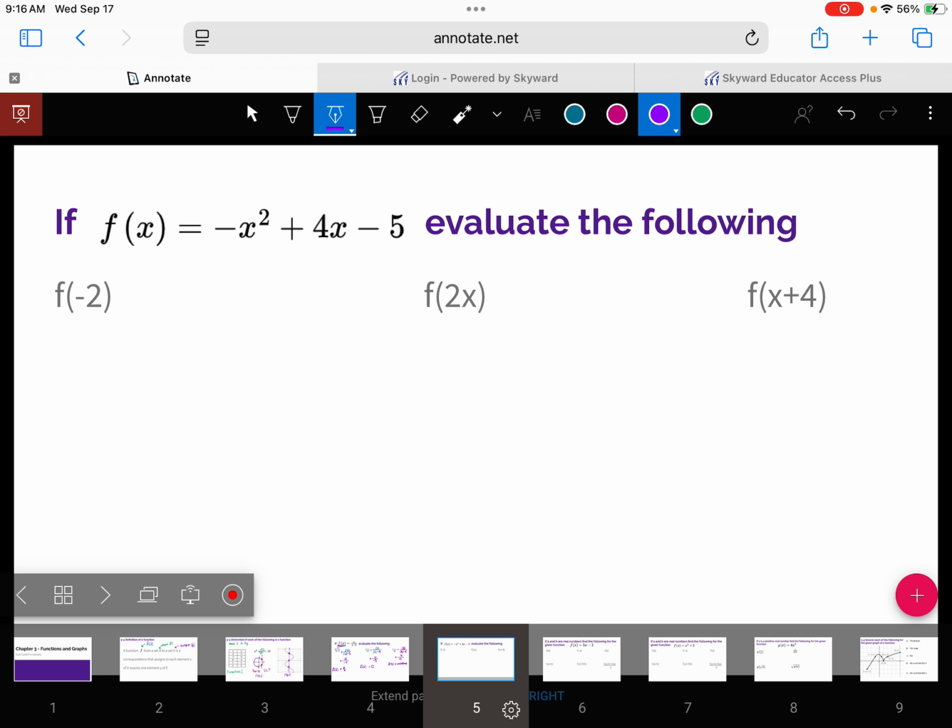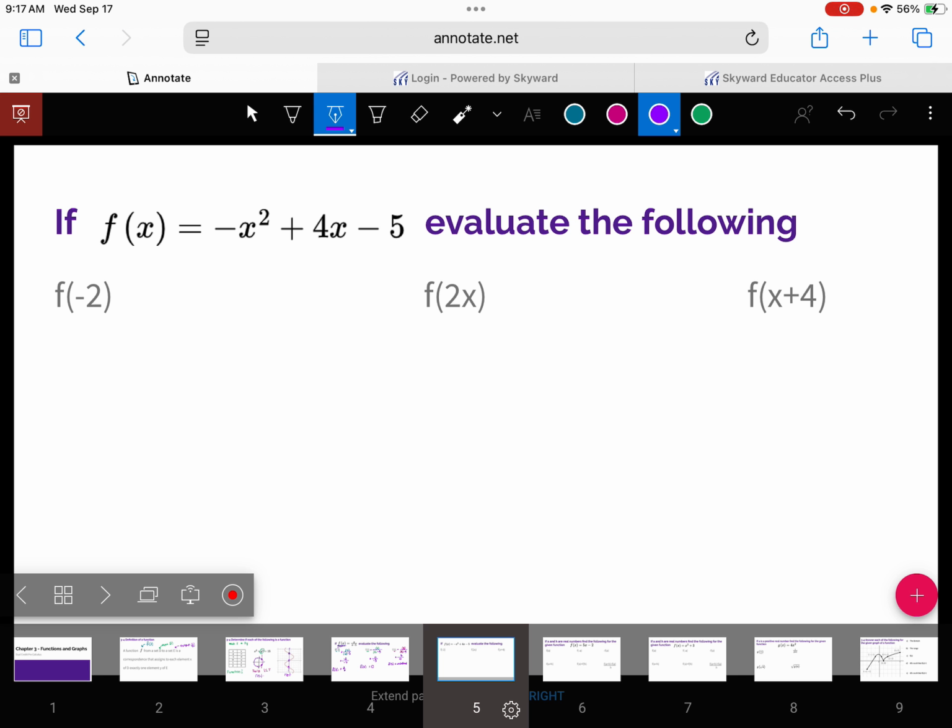Here we've given f of x. We've got a quadratic. We've got minus x squared plus 4x minus 5. And it's going to start to get a little bit wilder. We have f of negative 2, f of 2x, and f of x plus 4. So on some of these, we're not just going to get a numerical answer. We'll wind up with an equation. And that's okay. That's intended.